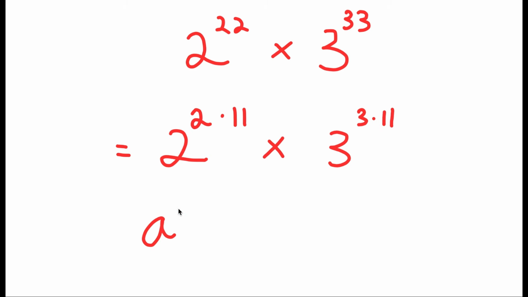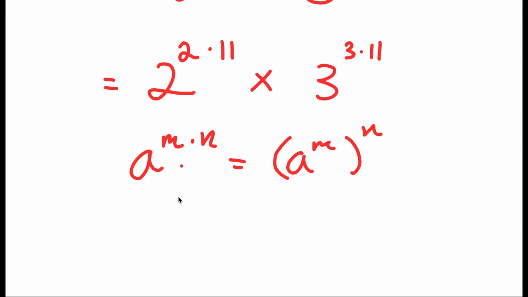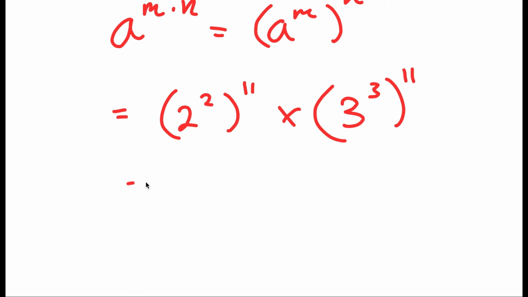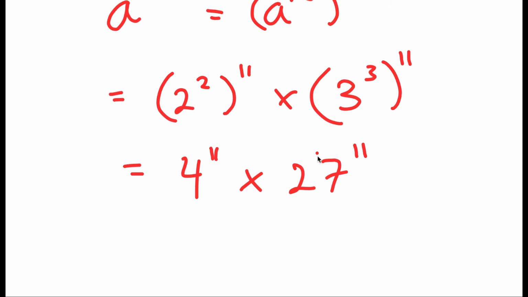Now, if I have something in the form a to the power of m times n, this is equal to a to the power of m, to the power of n. So this turns into 2 to the power of 2 to the power of 11 times 3 to the power of 3 to the power of 11. Now 2 to the power of 2 is 4, so I get 4 to the power of 11 times 3 to the power of 3 is 27, so 27 to the power of 11.